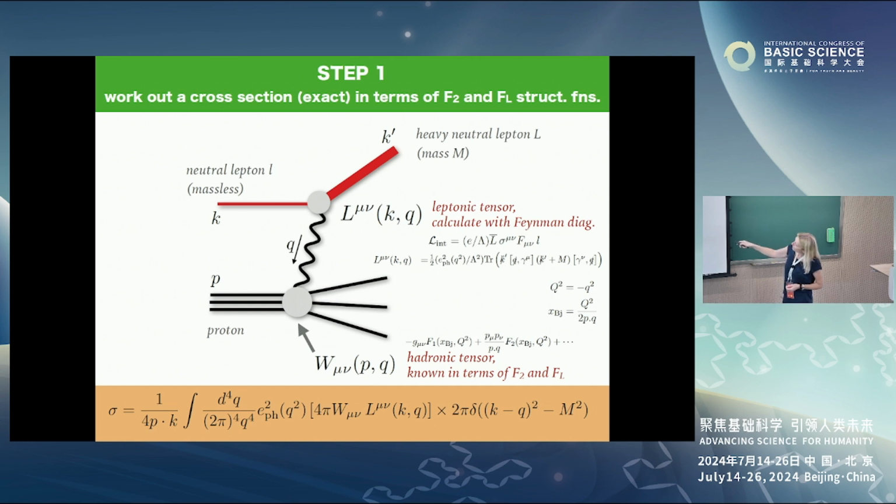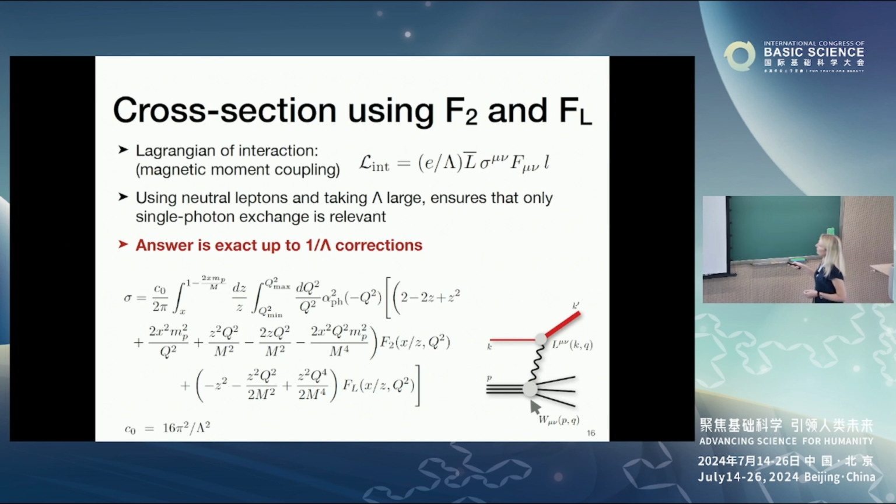Okay, given the interaction, you can work out the Feynman rules you derive, and you can compute this leptonic tensor here. These are the usual deep inelastic scattering variables. And you convolute this with the hadronic part, which I told you is known in terms of F2 and FL. And here you impose the constraint that this object is on shell. So if you use neutral leptons and take lambda very large, everything is essentially exact. The answer is exact up to 1 over lambda corrections. This is the form that you can compute for this cross-section.